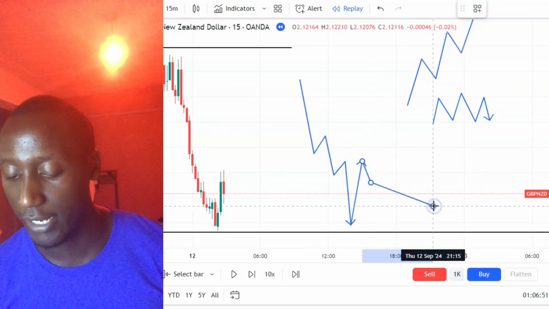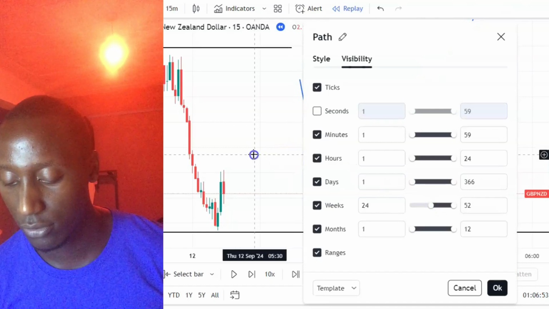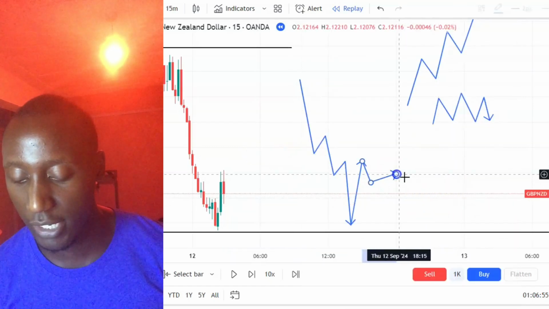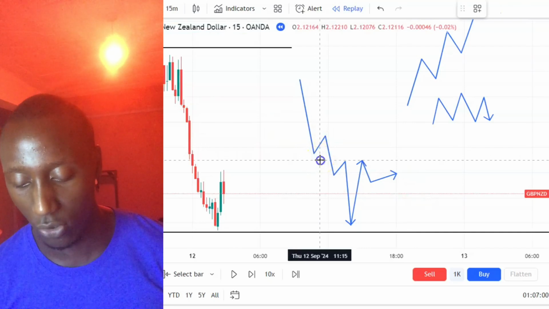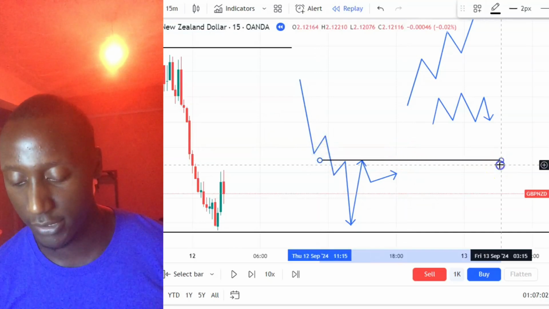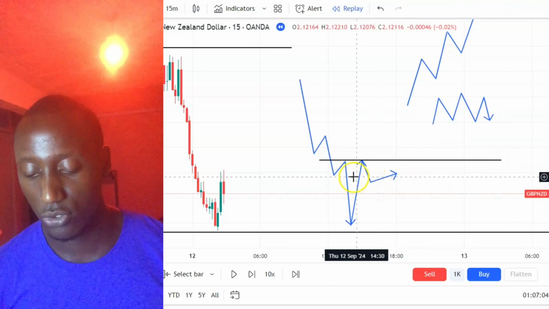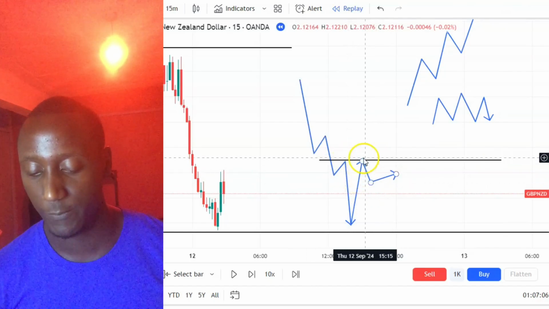This is what we call a level. So the level is where price has touched a high or a low twice or more. So we have one touch, we have two touches.